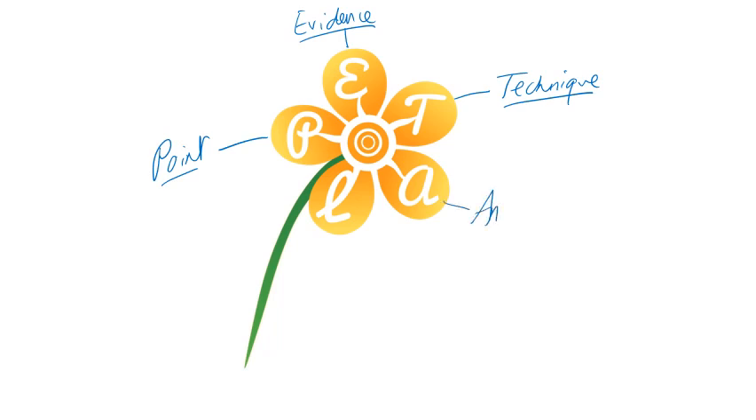A stands for analysis. And this is where you are thinking about how the technique that's being used in the quote that you've picked out creates an impression on the reader. So really analysing how the language or how the structure creates an impression on the reader.